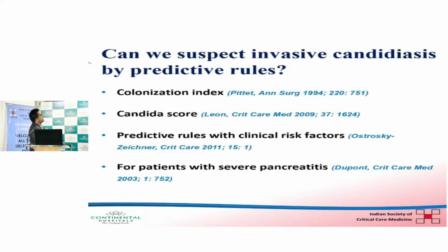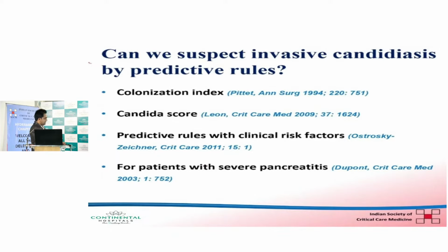The problem with the colonization index is that there is a study from Sanjay Gandhi that says that 90 to 95% of our ICU patients are colonized with Candida. So there is an overestimate. There is a false positive rate of fungi, which leads to more burden on the microbiology lab and over treatment of the patient. So this is not that reliable a test.